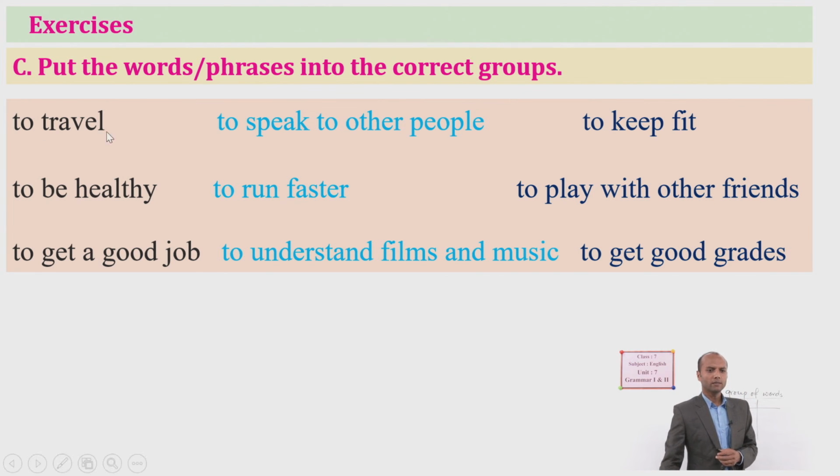The first one is to travel, to speak to other people, to keep fit, to be healthy, to run faster, to play with other friends, to get a good job, to understand films and music, and finally to get good grades. Okay, these are the group of words. Now what you do, you have to group these into correct groups. And where are the groups?